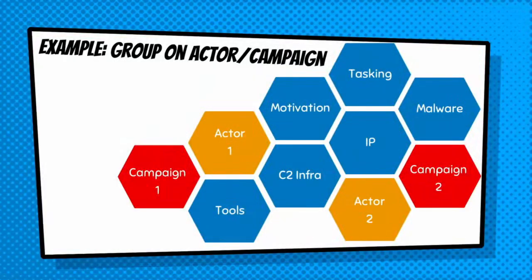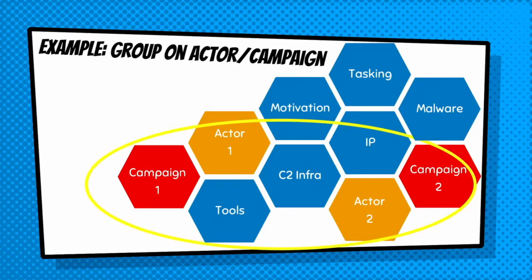And then another example is grouping on actor or campaign. So this is looking a little bit more broadly, not looking directly at malware, not looking directly at domains. And in this case, it's kind of similar in nature. We have campaigns on one side, actors on the other, and then indicators that are kind of in the middle. Those shared indicators can help lead us to, is this an overlapping campaign? Is this an overlapping actor? Is this a new variant of an old malware family? What are we looking at?